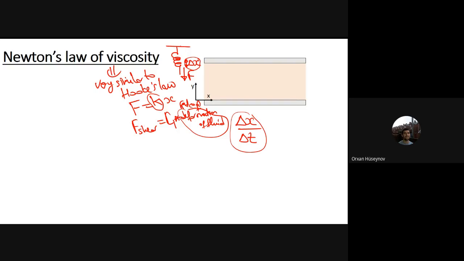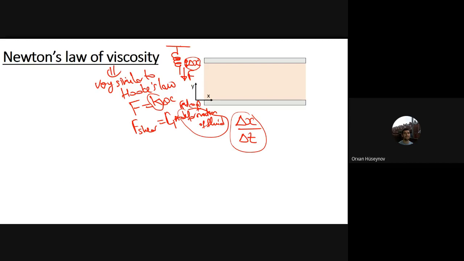But for the solid materials, we apply the force, the solid material deforms with some fixed amount of del x, and that is proportional with some coefficient k. That is the main difference between fluids and solids. Now comes the Newton's law of viscosity. So we will draw the Newton's law of viscosity for today's lecture.